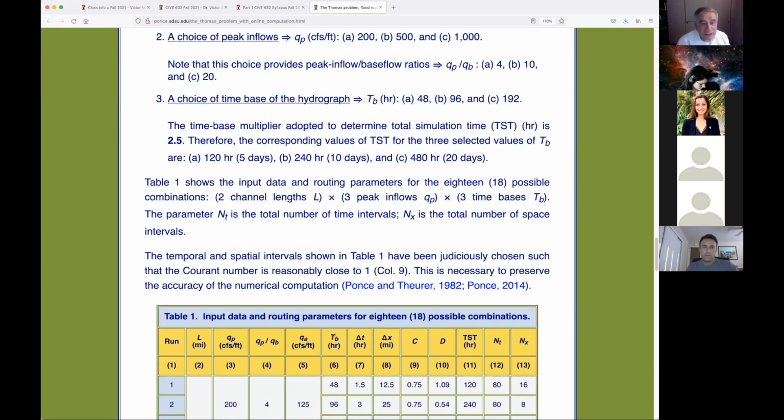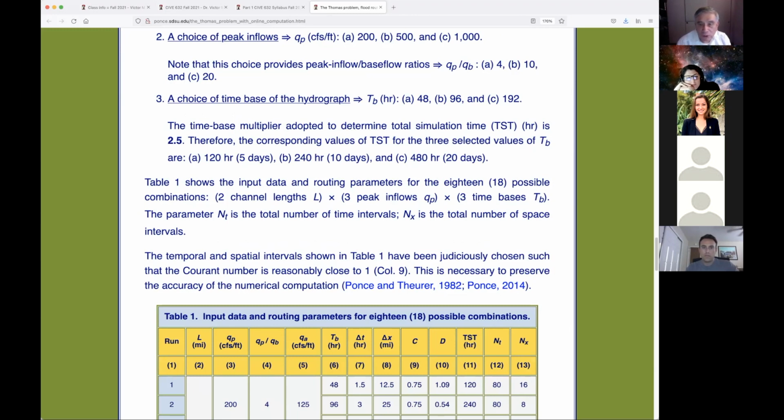A choice of time base: 48, 96, and 192. 96 is the Thomas problem. 48 is a little bit less, a more diffusive problem. And 192 is a little bit more, double, a more kinematic problem. The time-based multiplier, we had to get a time-based multiplier in order to route the program.